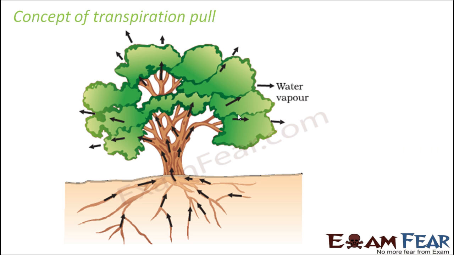So with this we got an idea about what is transpiration, loss of water through stomata. Now it will happen depending upon the movement of the guard cells. Now what happens when transpiration takes place? How does it create a pull?